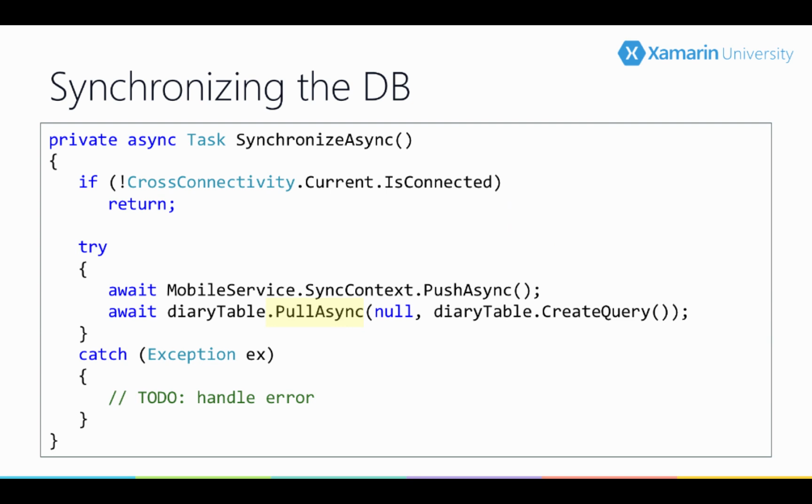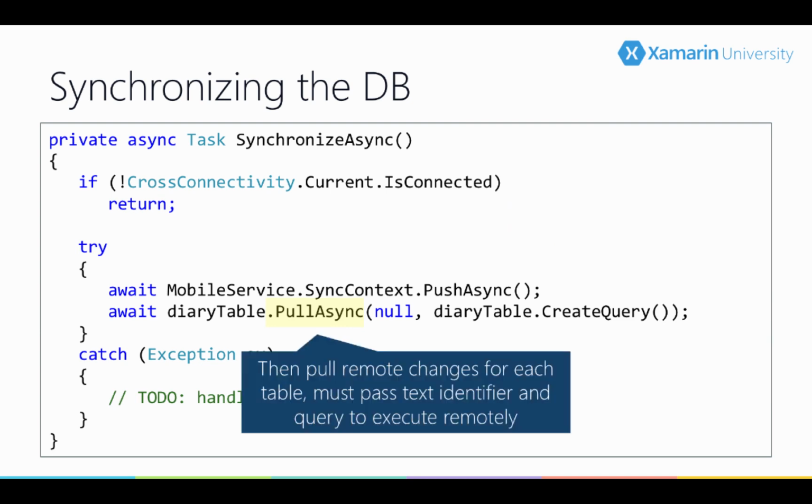Next, we pull new and changed records for each of our synchronized tables. And remember, this is a table-by-table operation, so you'll need to have one call per synchronized table. Records that were changed locally are not returned. This is done by calling PullAsync on the sync table object.